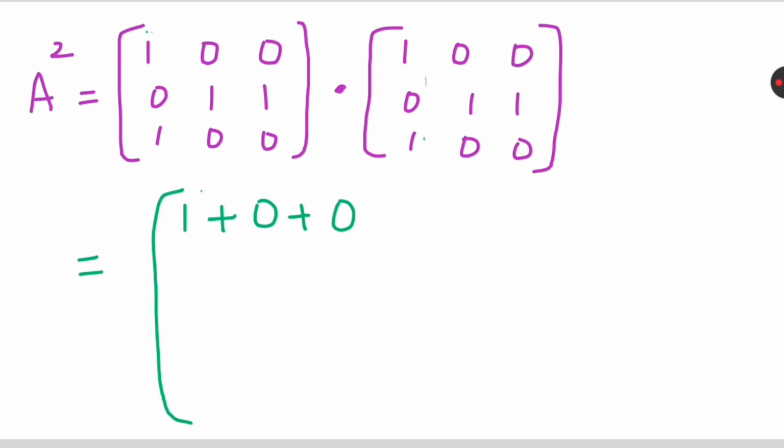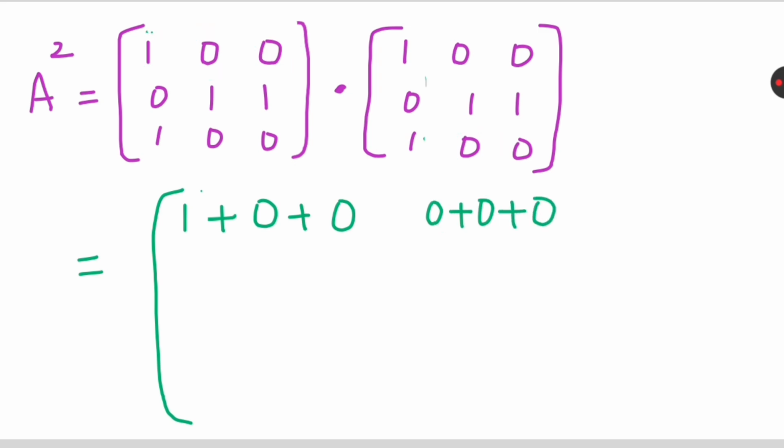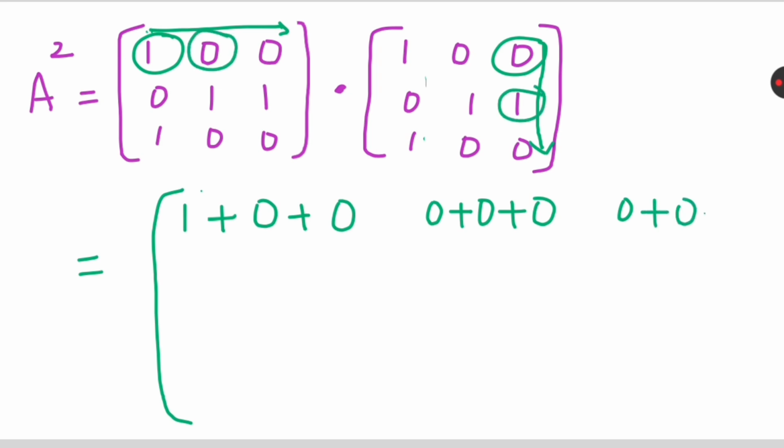Now you multiply the first row with the second column. So we have 1 times 0, which is 0, plus 0 times 1, which is 0, plus 0 times 0, which is 0. Now you do the first row with the last column. 1 times 0 is 0, plus 0 times 1 is 0, plus 0 times 0 is 0. So we are done with the first row.